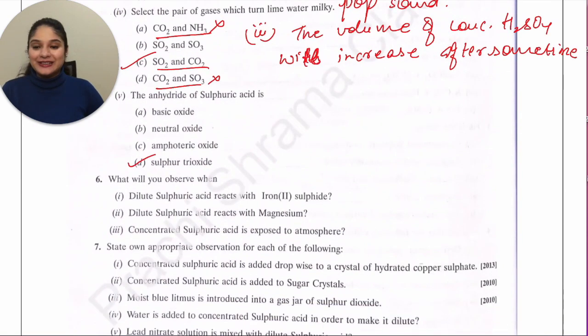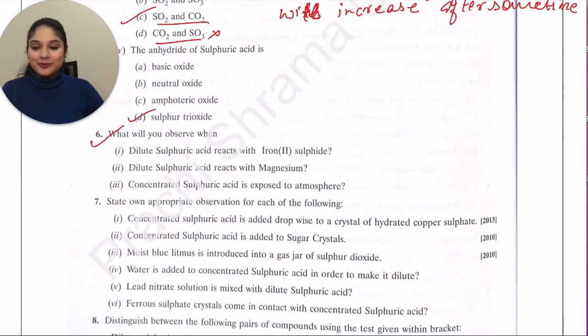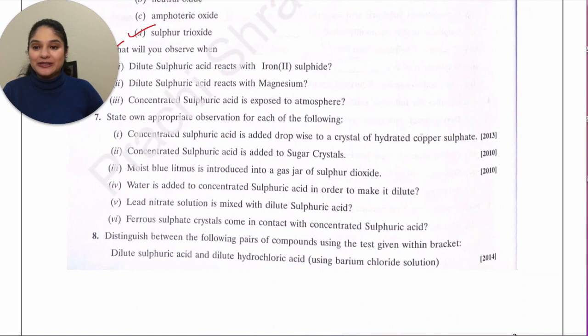Alright students, let's move on. So question 6 is done. Let's move on to question number 7. Question number 7 is also: state one appropriate observation for each of the following. So you just have to give one or two observations, or a single observation, and that is fine. So let's start with the first one.